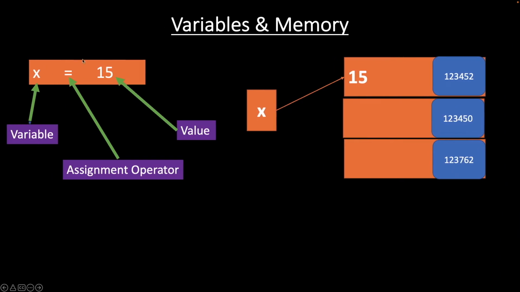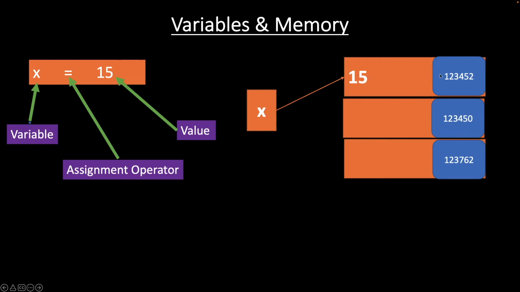In this code x is equal to 15, here x is a variable. This equal to sign, in Python terminology, is an assignment operator. This value 15 is a valid value or memory in Python. So this x is a reference to this particular value 15, which also has a memory address.